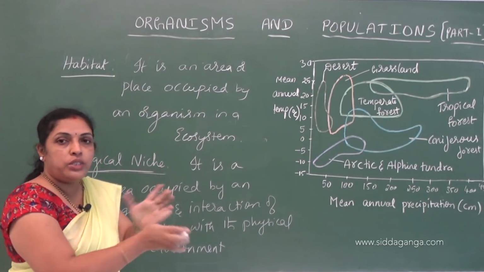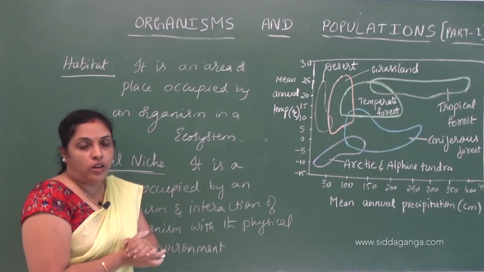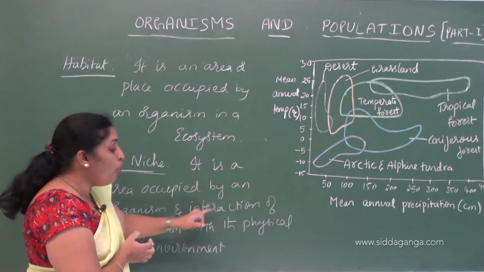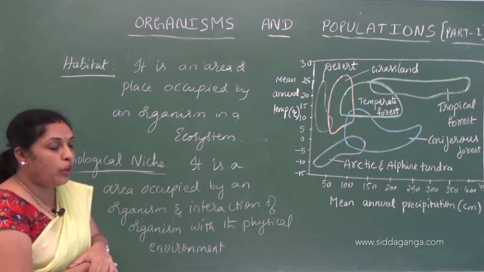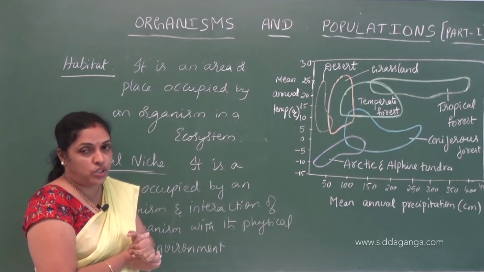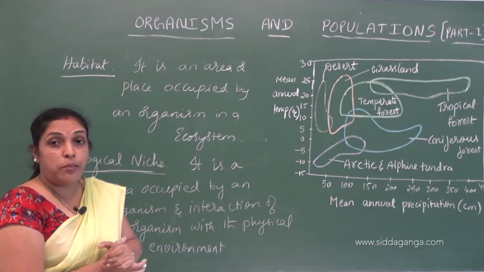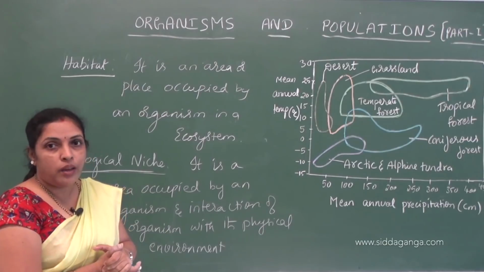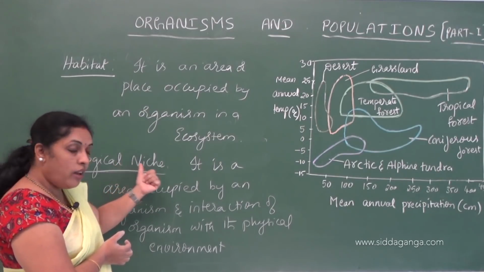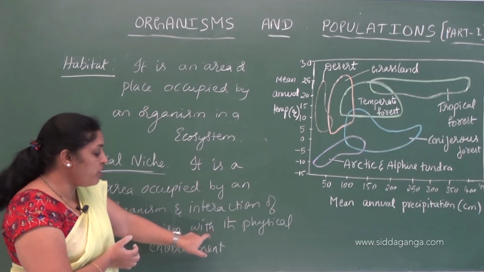where the organism lives, that's all. Take a rabbit, for example: the rabbit lives in a grassland ecosystem. Okay, habitat tells where the organism lives. Here, biological life tells where the organism lives and how it interacts with its physical environment. So the rabbit lives in grassland and it undergoes hibernation and estivation during unfavorable conditions. Estivation means summer sleep, hibernation means winter sleep. So that helps in the biological life. Biological life tells us where the organism lives and how it interacts with its physical environment.